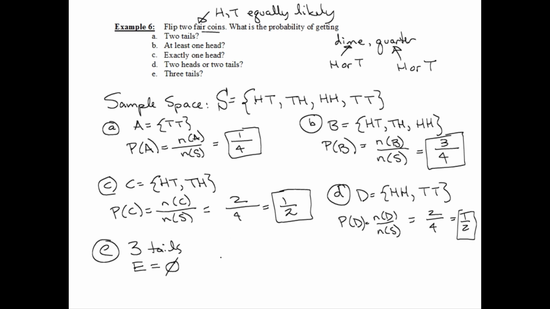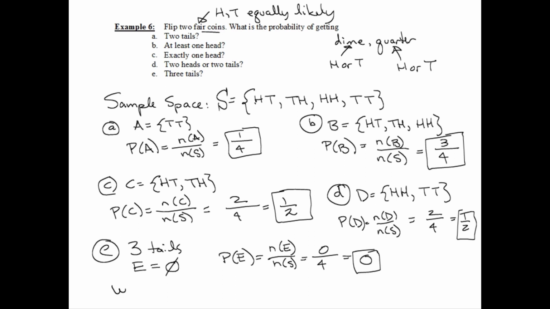So then, what's the probability of this happening? It's going to be the number of elements in my set divided by the number in the sample space. Well, how many are in my set? Well, it's empty. There's nothing in it. So there's 0 elements in there. 0 divided by 4 is 0.